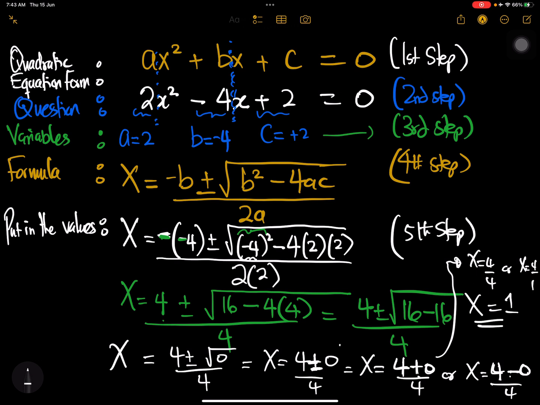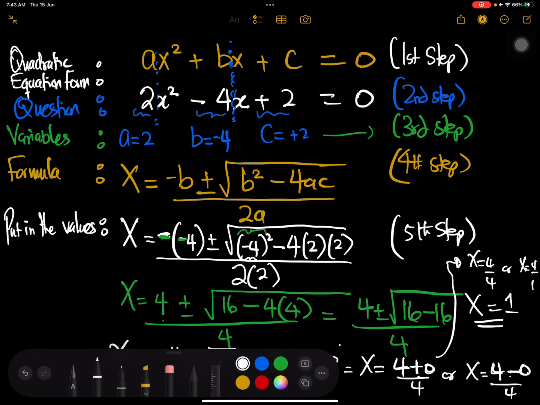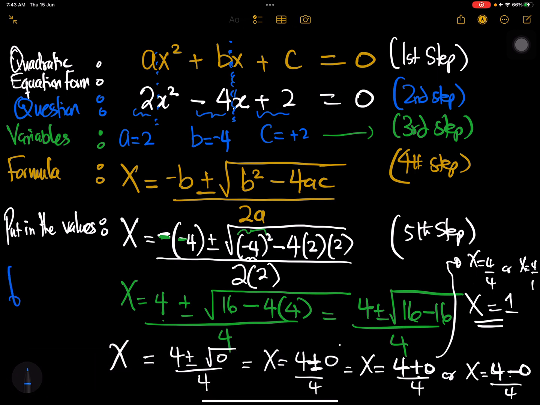I hope this video helps clarify how to use the quadratic formula. The sixth step is the last step, which talks about solving the problem. And then we know that our x is equal to 1.